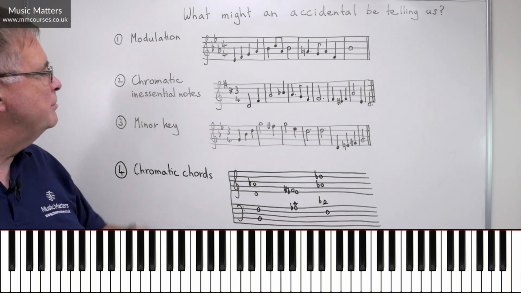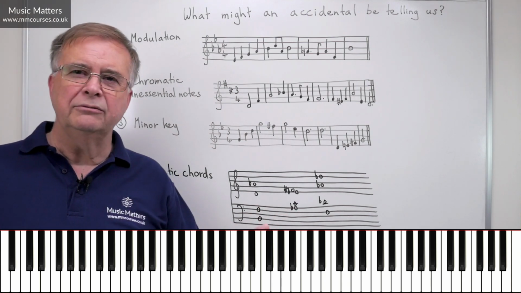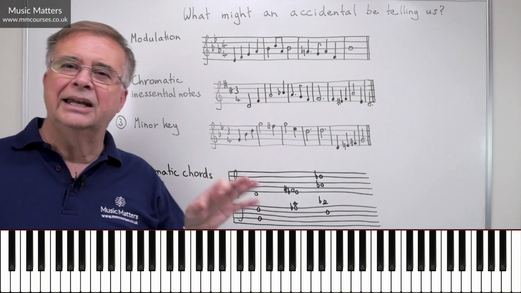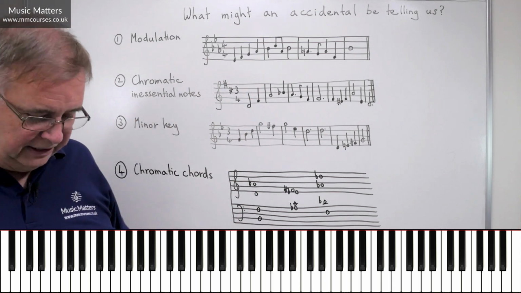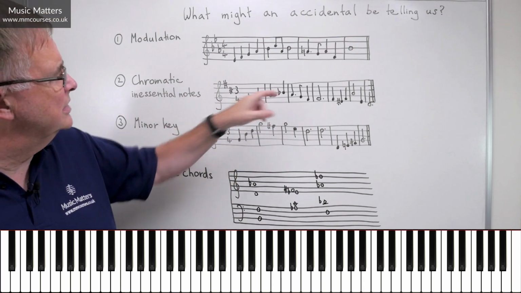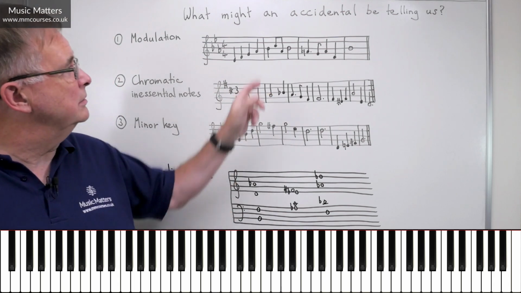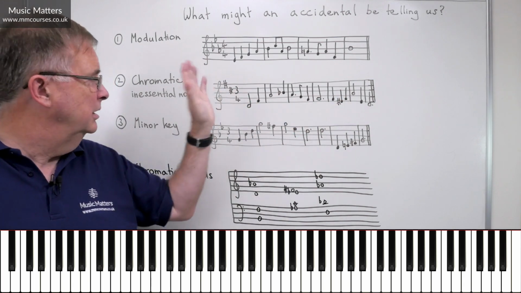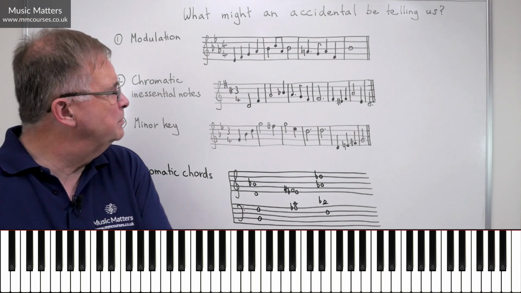So chromatic inessential notes. If we're using a passing note or an auxiliary note, for example, but we're just deciding to colour the music by using an accidental that doesn't belong to the key, then it could be that that explains what the accidental is telling us. So you see why I'm flagging this up, because you could look at this and think, oh, I wonder if this means I'm modulating somewhere. Well, it might do, as it does here. But this time, the whole piece is in the key of D major, but we've got these chromatic inessential notes. So this is how this might sound.